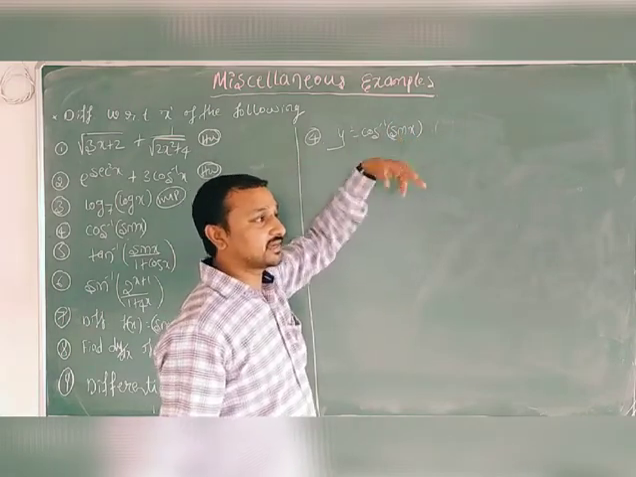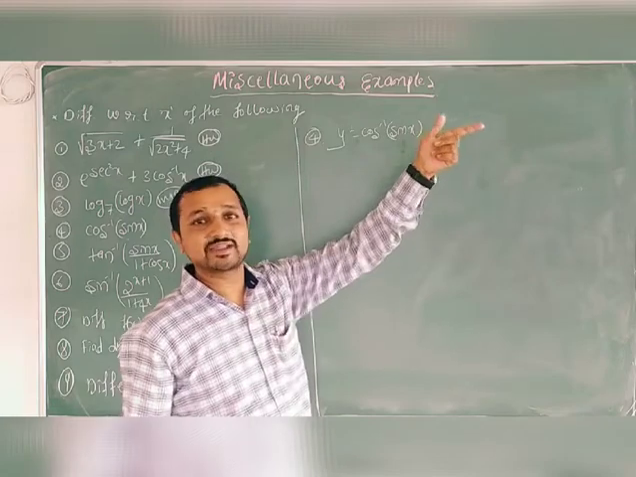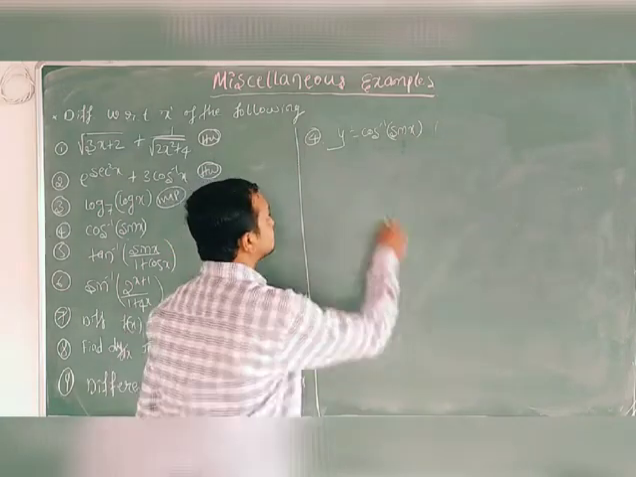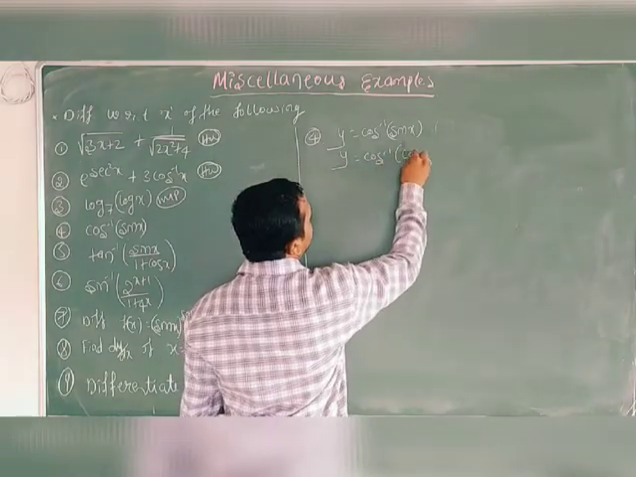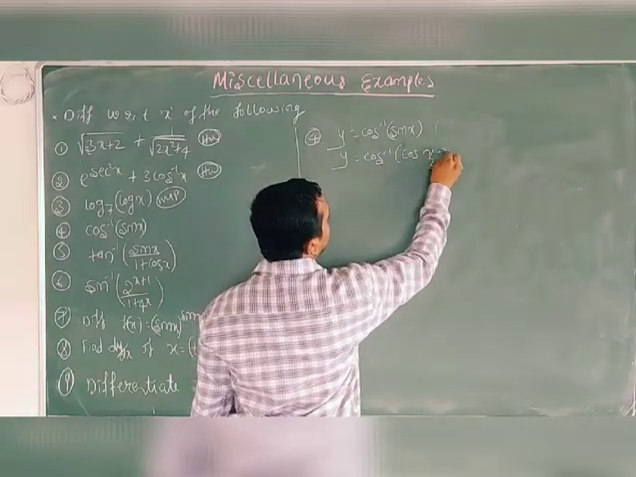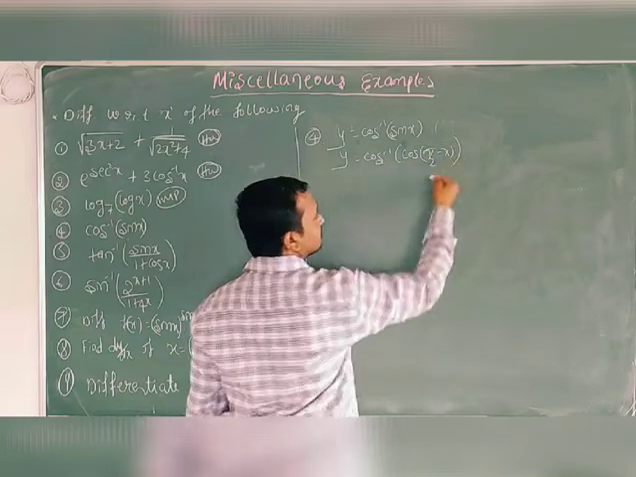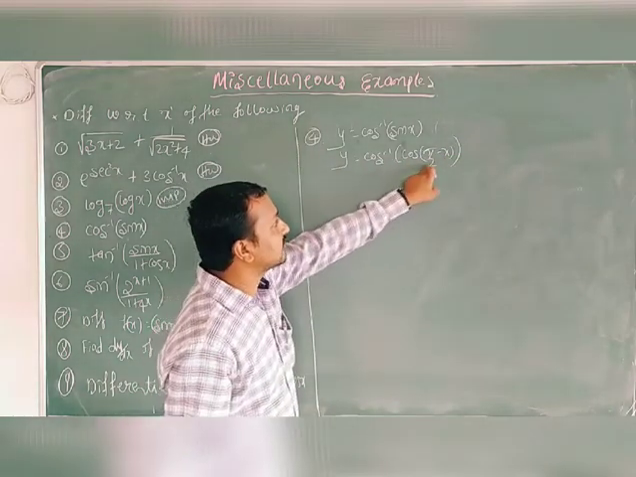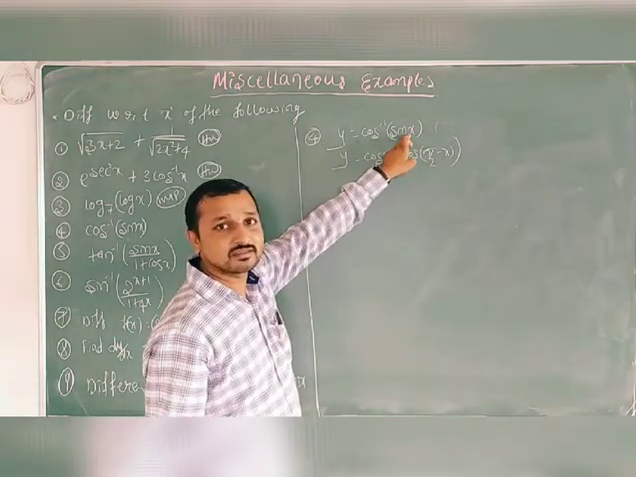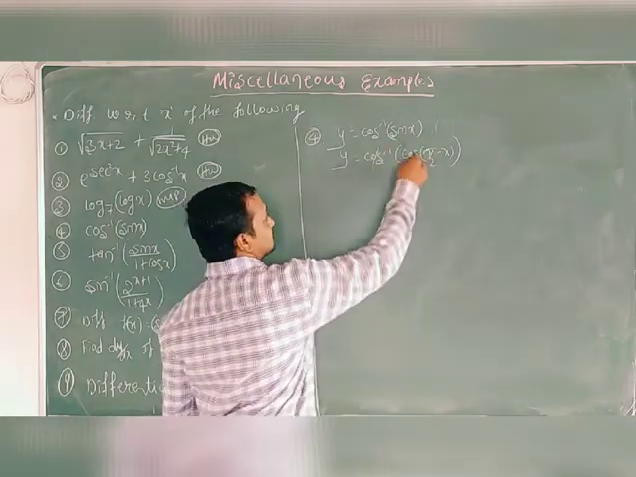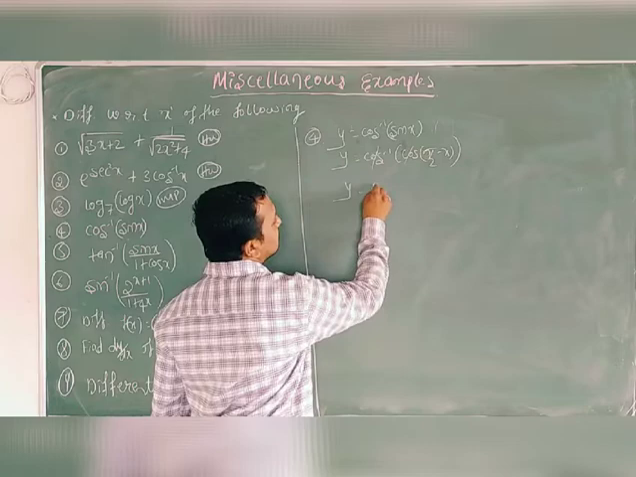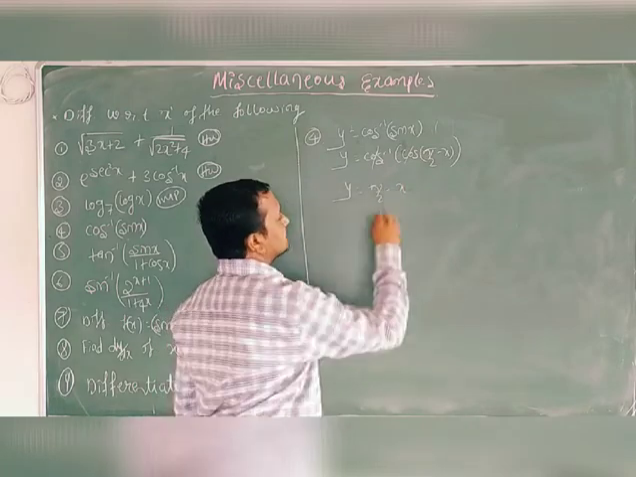So the sin term we can convert into cos by using cos of 90 minus theta. That is, y is equal to cos inverse of pi by 2 minus x. Is that clear? Obviously, cos of 90 minus x is sin x. Here cos inverse cos gets cancelled. The value of y is pi by 2 minus x.